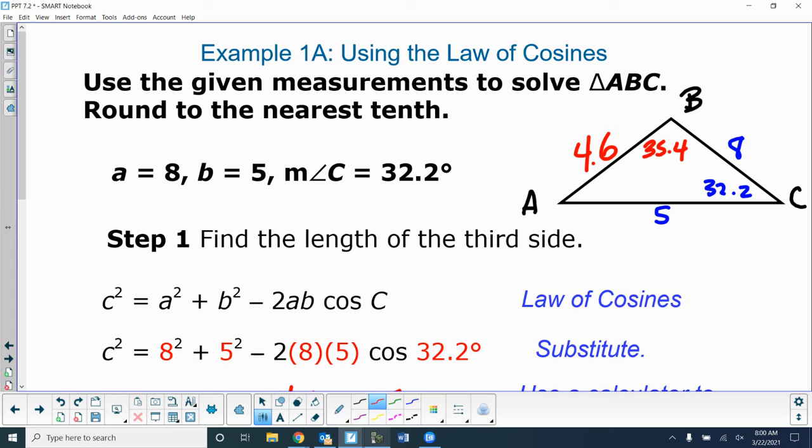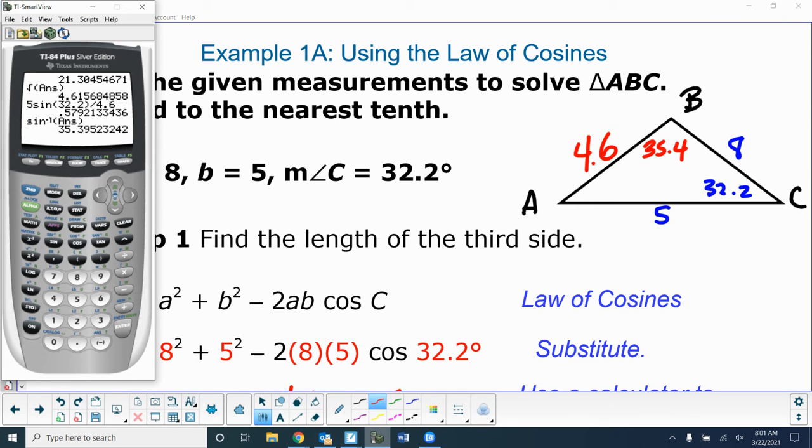Now what do I do to find angle A? Right, just add those together and subtract from 180, right? So to finish up, I got that 35.4. I'm going to go plus 32.2 and then go 180 minus that answer. And it's 112.4.